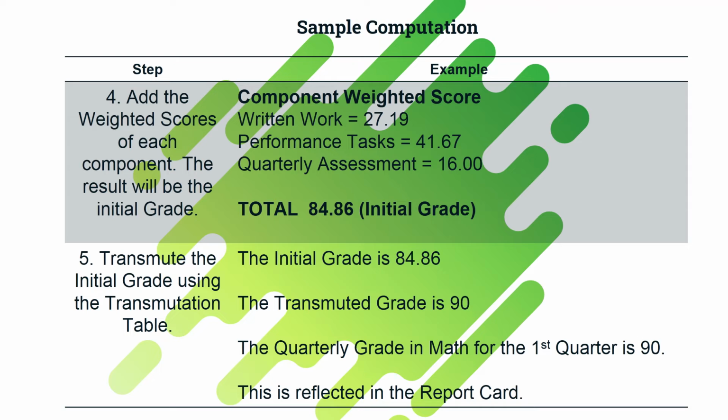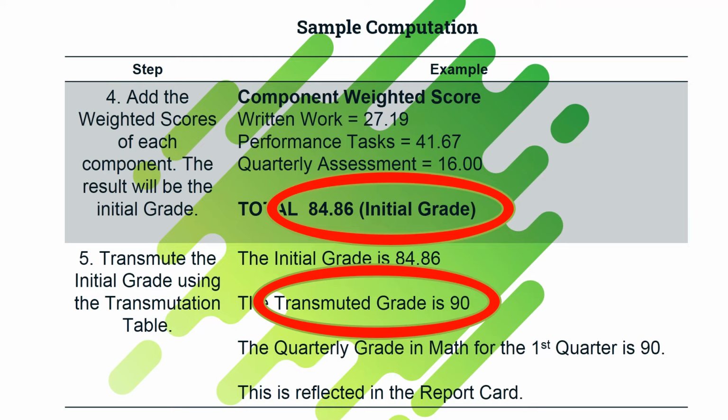Step 4. Add the weighted scores of each component. The result will be the initial grade. So, the initial grade is 84.86. Step 5. Transmute the initial grade using the transmutation table. Then, the initial grade is equivalent to 90. That is the quarterly grade in math for the first quarter.